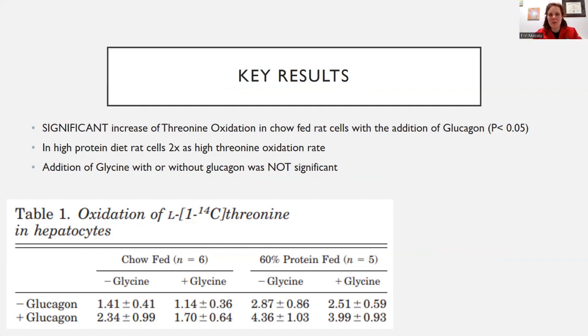Why does this matter, right? What are the key results? And regardless of the results, what was actually significant? Significant shows if it matters. There was actually a significant increase in the oxidation of threonine in chow-fed rats specifically with the addition of glucagon. So only the chow-fed rats, the ones with low protein, had increased oxidation when they had glucagon added to those cells.